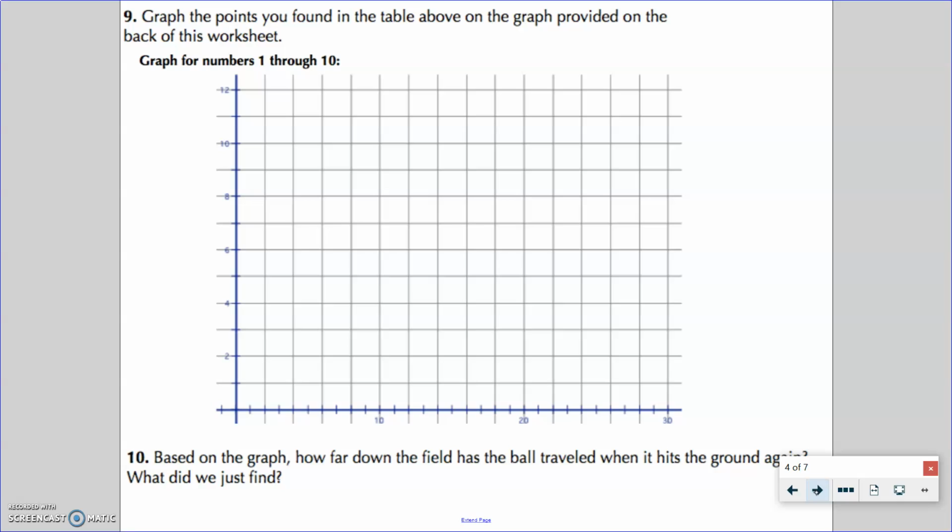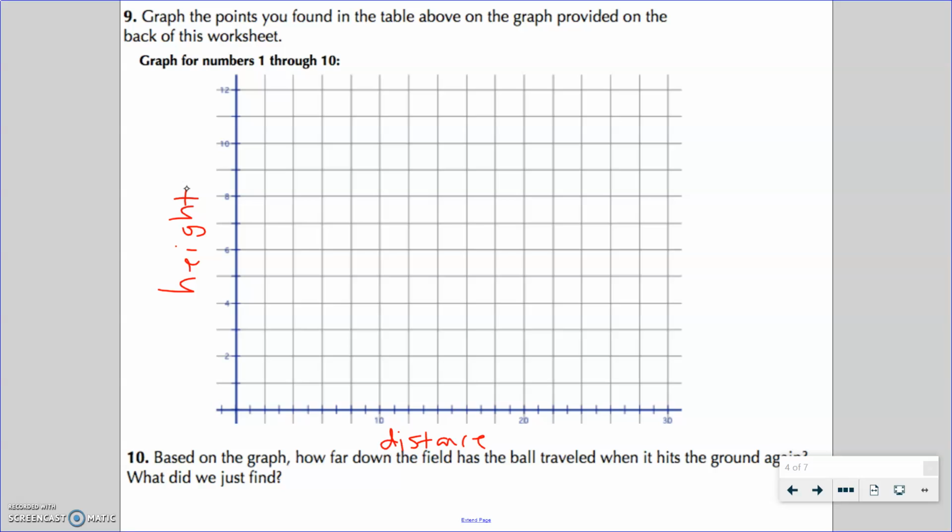Graph the points you found in the table on the graph provided. And I know it says on the back of this worksheet, you guys obviously don't have the worksheet, but just on a piece of paper, graph your points. One thing I want you to do is make sure you're labeling. So on the x-axis, you should have that distance. And then on the y-axis, you should have height, okay?